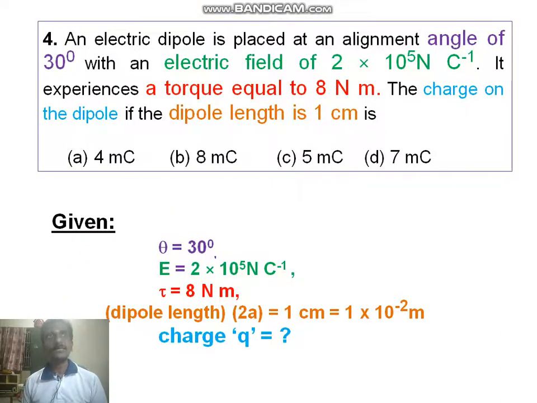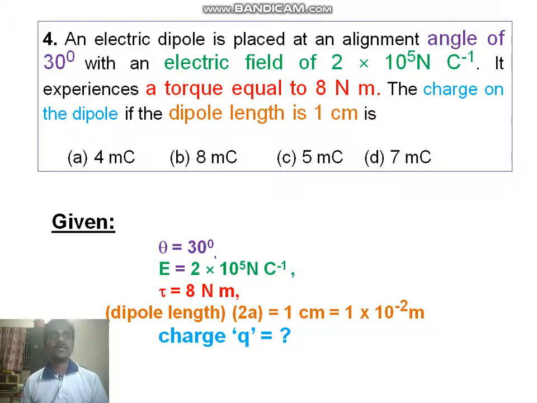Now we are going to discuss the fourth question. It is a direct problem also. So you have to write the given data. What are the given in this case? So look at the question. An electric dipole is placed at an alignment angle of 30 degree with an electric field of 2 into 10 power 5 Newton per Coulomb. So it experiences a torque equal to 8 Newton meter. The charge on the dipole, if the dipole length is 1 centimeter. So around 4 options கொடுத்திருக்காங்க, 4 millicoulomb and 8 millicoulomb, 5 millicoulomb, 7 millicoulomb. Milli, you know that value, that is 1 into 10 power minus 3.